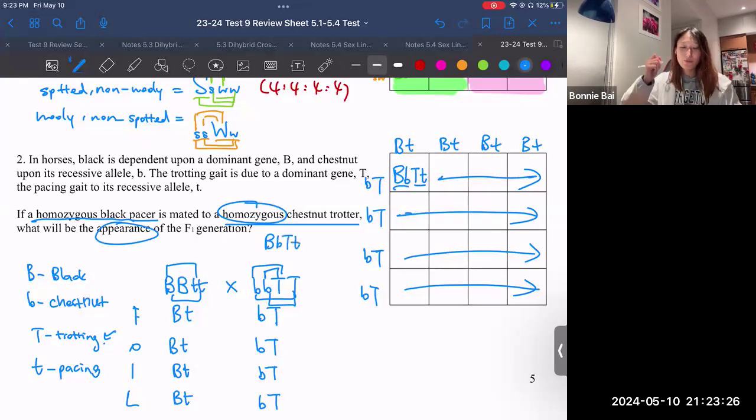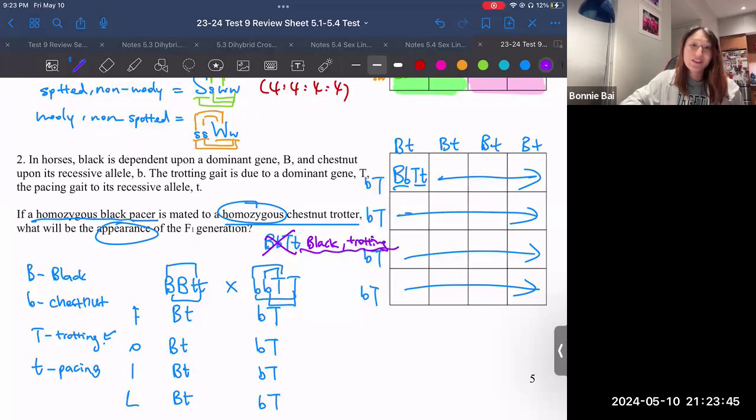Is that the right answer? No, because it's asking for the actual appearance. So it's really asking me about the physical trait, okay? And the physical trait of big B, little b is black, and the physical trait of big T, little t is trotting. I have a lot of these horses.